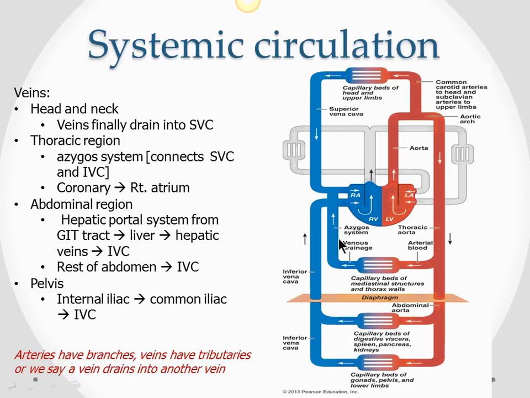In the thoracic area, this part here is the thoracic area. You have a system which is called the azygous system. So you can see this azygous system over here. It actually connects, if you notice, here's the superior, here's the inferior vena cava. It actually connects the superior and inferior vena cava here. So it drains all of the thoracic structures and then opens into the superior vena cava, and then it goes into the right atrium.